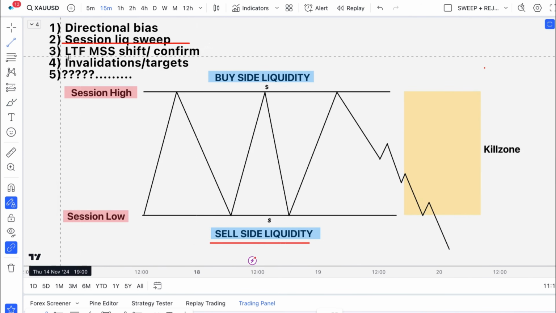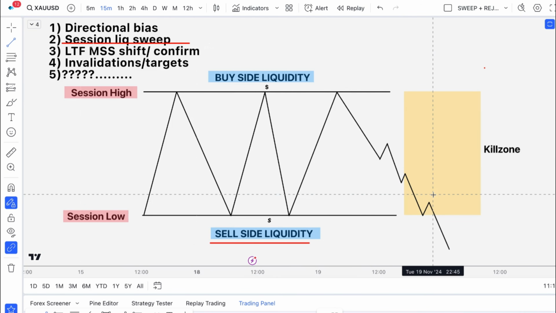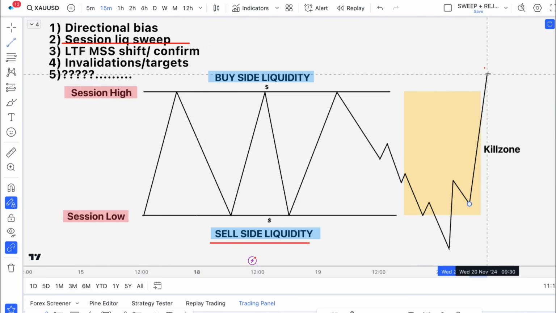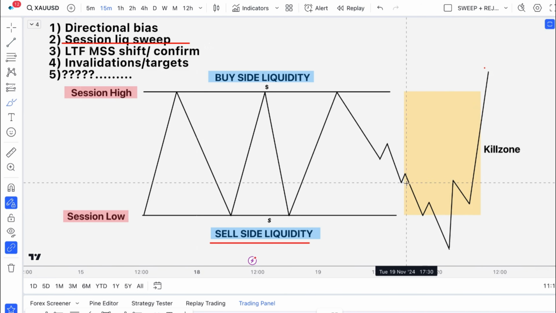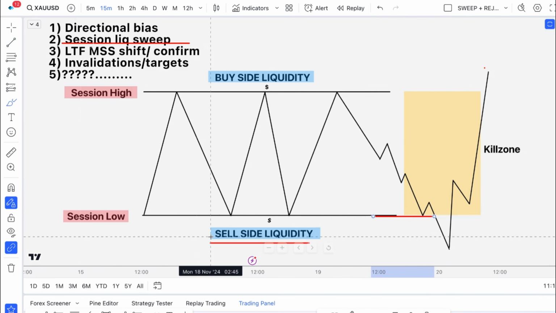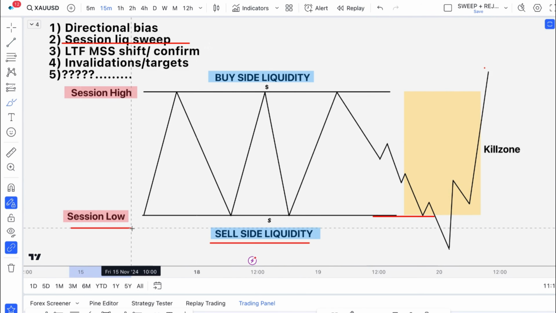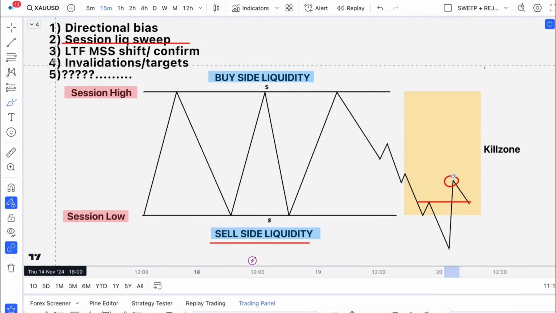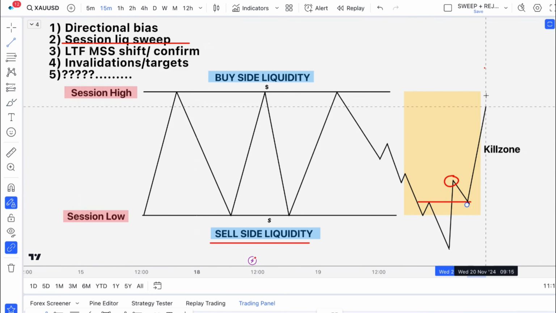Then what we're looking for is step number three, a lower time frame market structure shift or a 15-minute bullish confirmation to get long in the market. So that's going to look like this, okay? So during the kill zone, we get this liquidity sweep right here running this sell side liquidity, which could be the Asia session low or it could be the London session low, okay? And what we get is a market structure shift right here, and then we can look to get long on this market, given that our directional bias is to the upside.